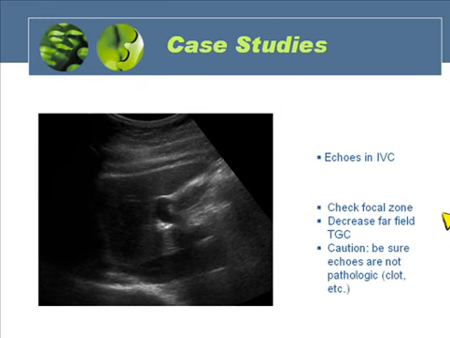In this image, I don't know where my focal zone is, so one of the first things I would check when evaluating this image is where the focal zone is. Also, you may want to decrease the far field TGC to get the echoes out of the IVC. Now, of course, make sure that those echoes aren't pathology, so you might want to put color Doppler or some other technique on to make sure that they're not real echoes in that IVC.